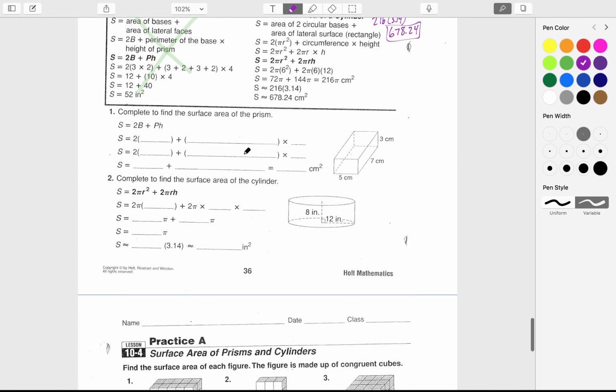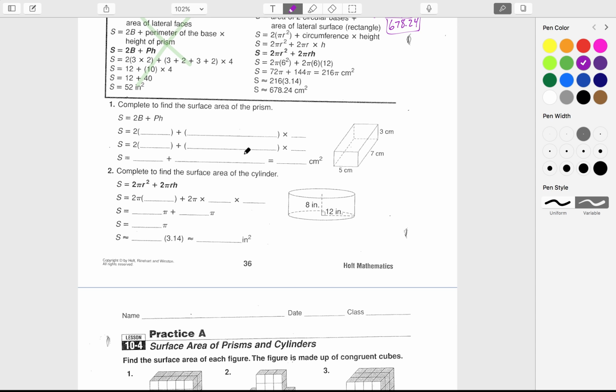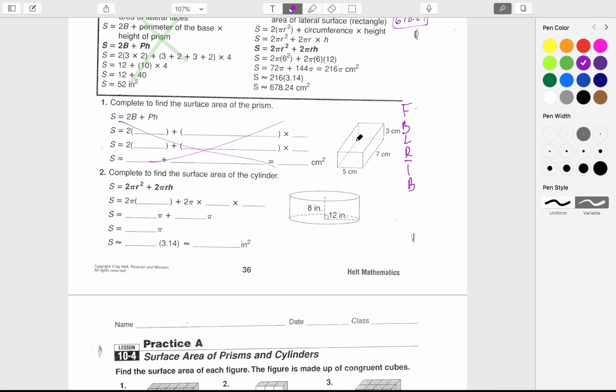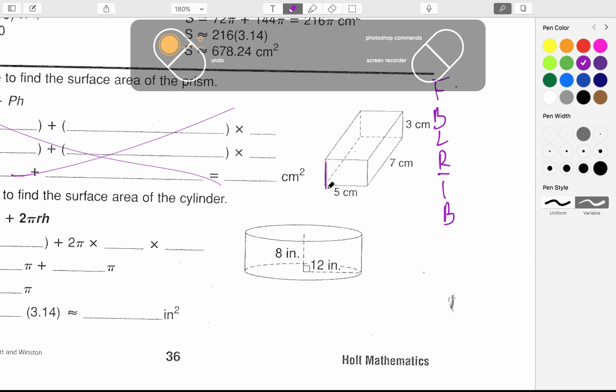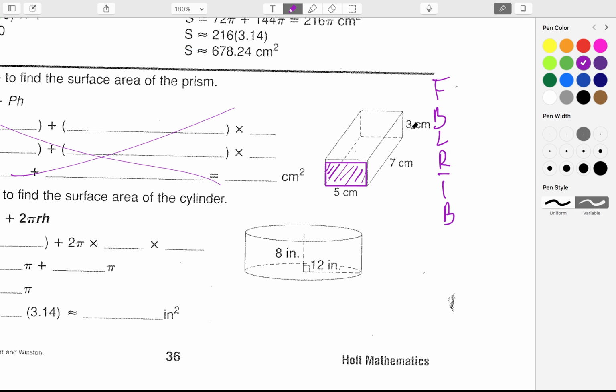Okay. All right, let's look at number 1. Complete this to find the surface area of the prism. So we're going to do front, back, left, right, top, bottom. We're not going to pay attention to the way they wrote it here and know the whole equation. So the front will be right here. So this is 5 times 3. So 5 times 3 is going to be 15. And the back is the same. 5 times 3 is 15. Back is over here. So it's the same exact shape.